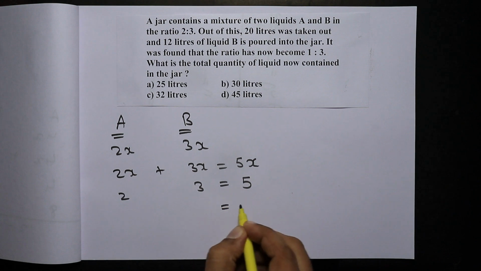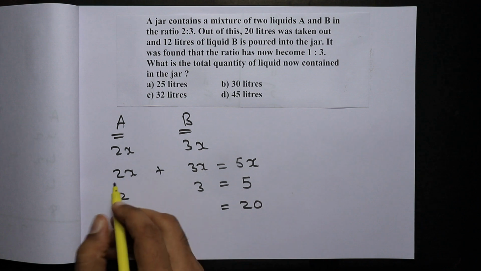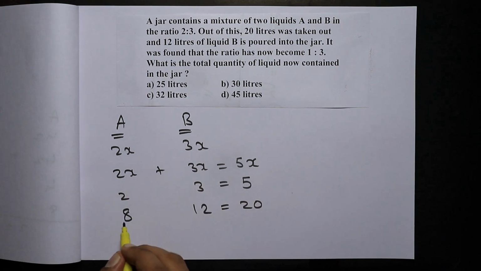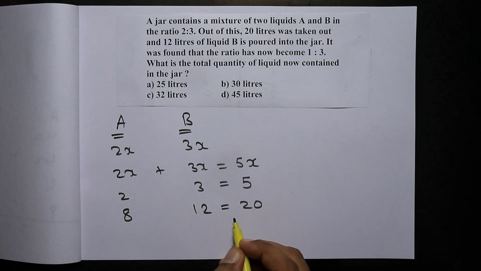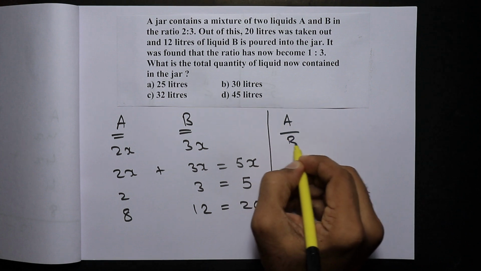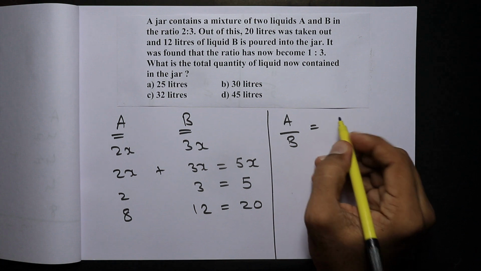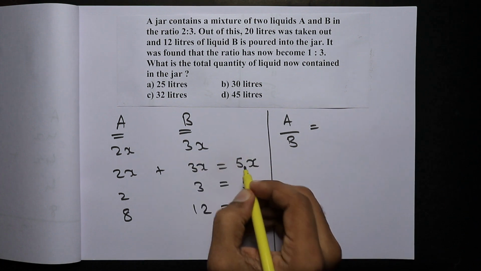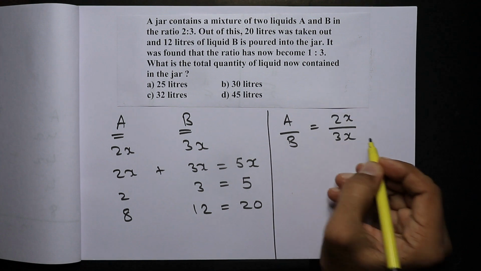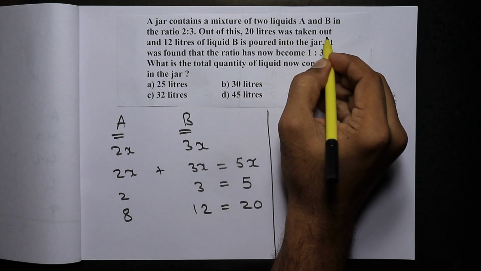Similarly, if you take out 20 liters, you have multiplied the total quantity by 4. So 2 into 4, 8, and here it will be 3 into 4, 12. So that 8 plus 12, 20 is taken out. Now the initial ratio of A is to B is 2x is to 3x. So if you consider the total quantity to be 5x, the ratio of A is to B will be 2x is to 3x. Now what they are saying is that out of this 20 liters were taken out.